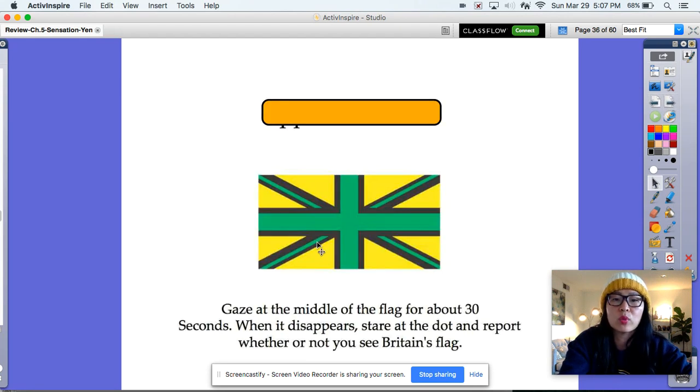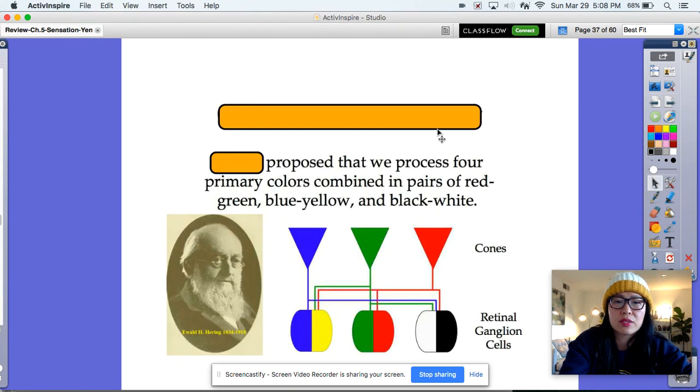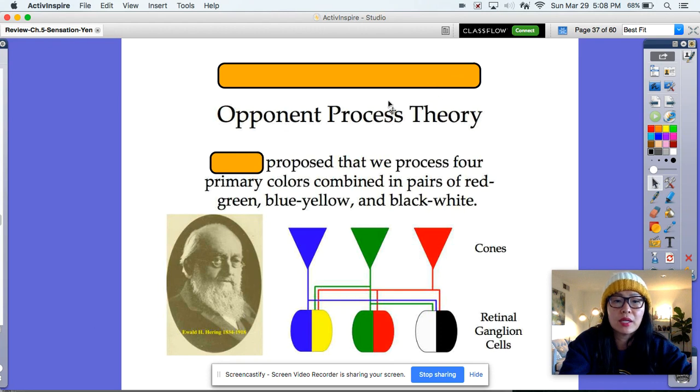Okay, this is the one where, remember, we were to stare at the middle of this, and then once I turn to the next page, you should be able to see the opposite color. So this is called opponent process color theory. You should be able to see the British flag on the next page, because the opposite color of, let's write this down, green is going to be red, the opposite color of yellow is going to be blue, and the opposite color of black is going to be white. Okay, so that is called the opponent process theory. The person that came up with it was Hering.